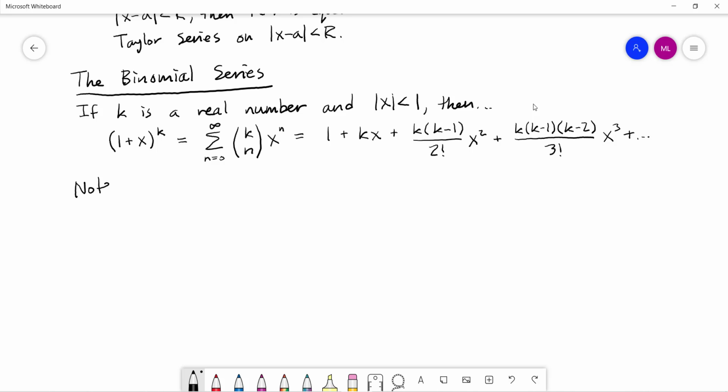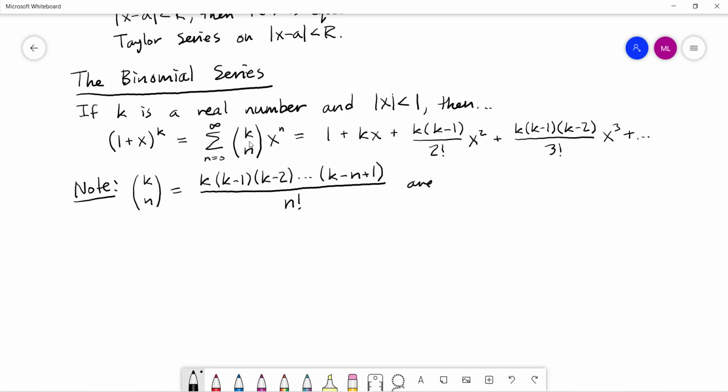So let me do a side note here on what this term looks like. It's basically going to give us what we call the binomial coefficients. So k choose n, or we just write them in parentheses one above the other, is basically a function that involves a bunch of factorials. It looks like k times k minus 1 times k minus 2 times dot dot dot all the way up to k minus n plus 1, over n factorial. And these are called the binomial coefficients.